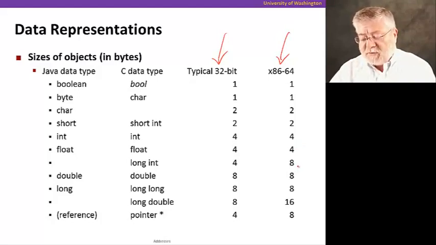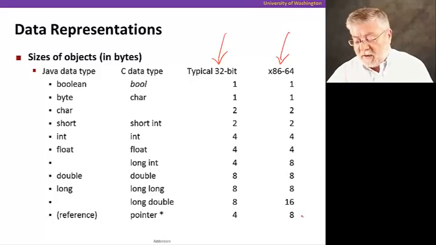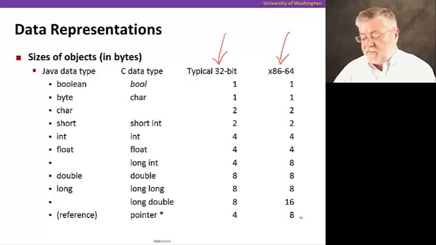On 64-bit machines, we also have a long int data type, an integer that takes up 64 bits, or 8 bytes. We also have double floats, long longs, and long doubles that can hold a particularly large range of numbers, taking up 16 bytes. And then we have addresses, or references, or pointers, which in a 32-bit machine are 4 bytes by definition, and in a 64-bit machine are 8 bytes by definition.